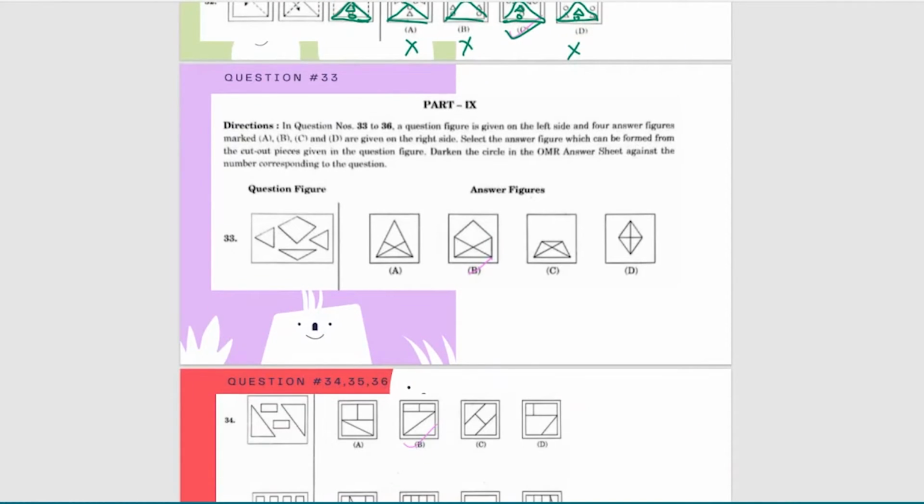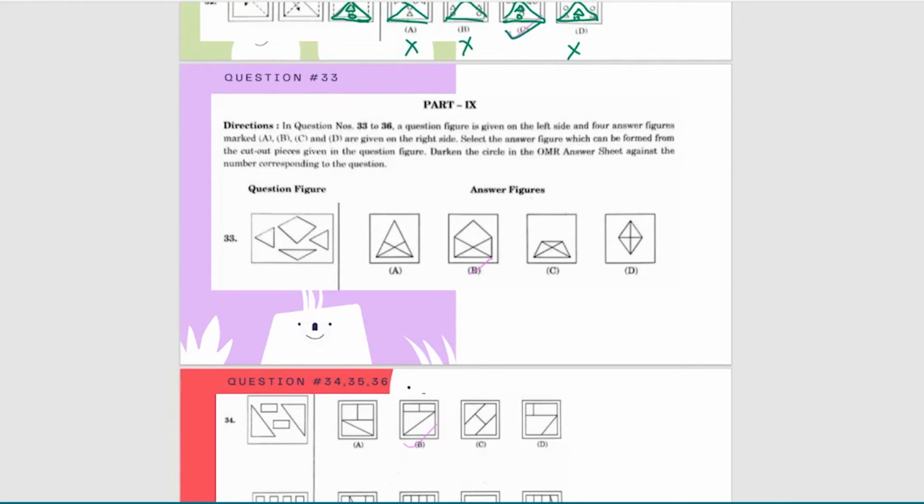Now let's look at the 33rd question. In question numbers 33 to 36, a question figure is given on the left side and 4 answer figures marked A, B, C and D are given on the right side. Select the answer figure which can be formed from the cutout pieces given in the question figure. Darken the circle in the OMR answer sheet against the number corresponding to the question.